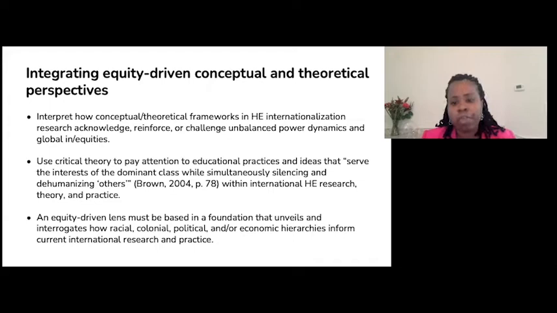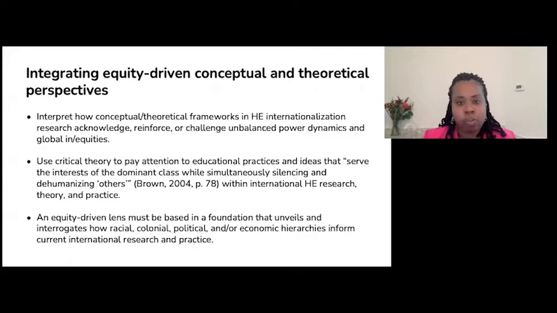Our equity-driven lens should not be used to replace the integration of critical epistemologies or theories or other relevant frameworks in future research. However, our lens does ask that researchers grapple with not only what internationalization means, but also how they frame problems to combat inequity. For example, when scholars make decisions in how they ground and frame their research, we suggest thinking about the following questions in that decision-making process.